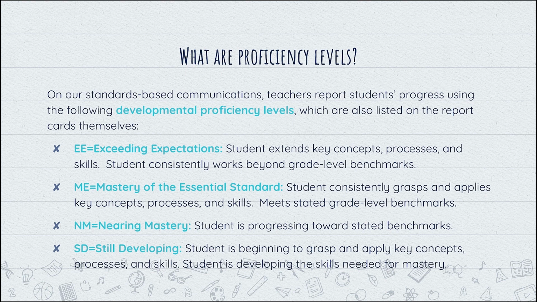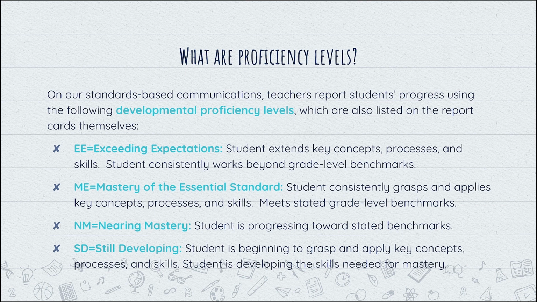So how are we going to communicate this? Well, we're going to communicate in proficiency level. So we're not using A, B, C, or D because we're not averaging grades. We're not collecting points. We don't want students trying to get a certain amount of points. We want them to concentrate on their learning. So our system, our proficiency levels, we are going to use.